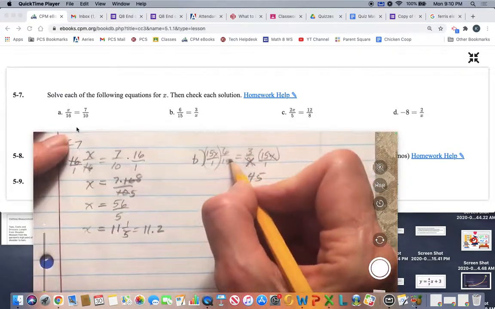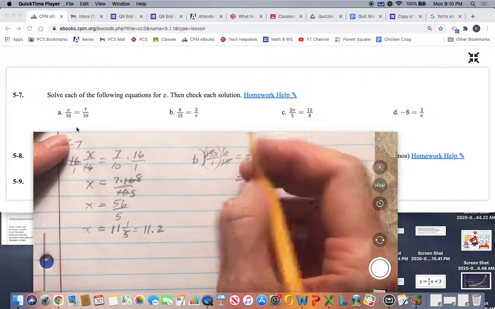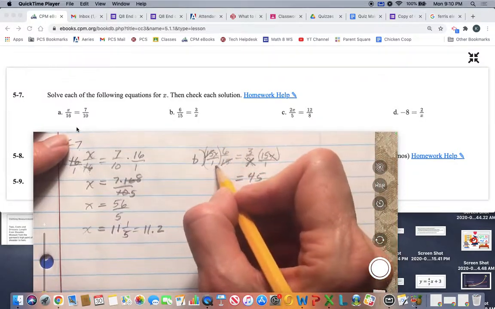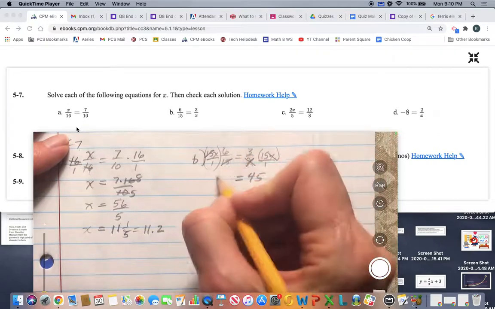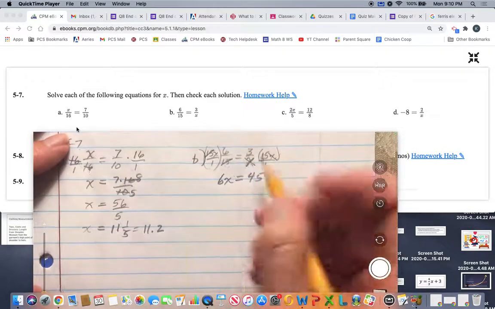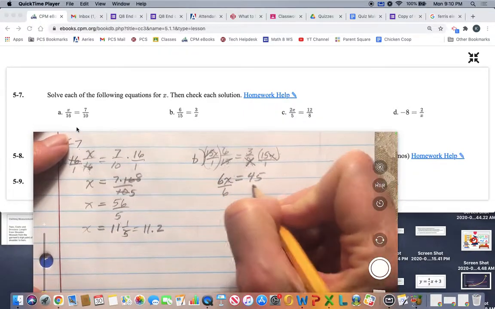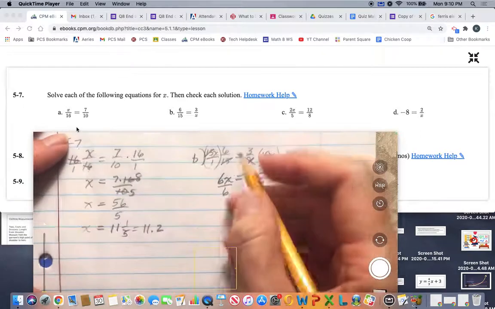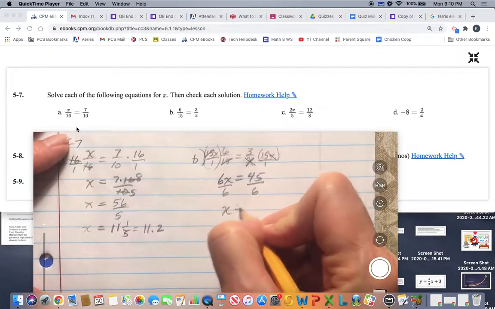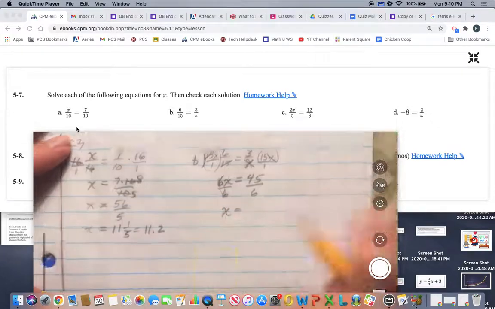And then on this side, we cancel out the 15. And so if we multiply across, it's 6x, and that's over 1. So of course we don't write that. It's just 6x. So now we need to isolate the x, and we can do that by dividing by 6 on both sides. And 6 over 6, of course, is 1. 1 times x is x.